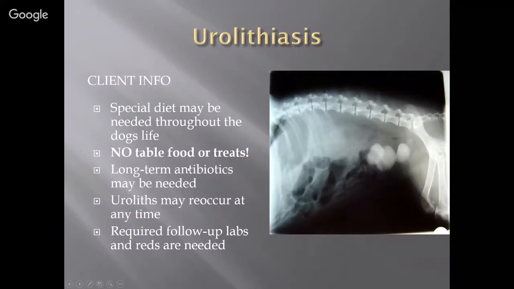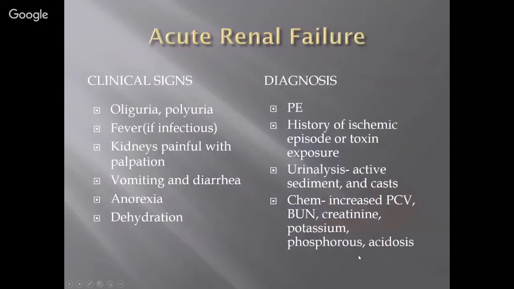Special diet may be needed throughout the dog's life with no table foods or treats. We know that we have too much salt in our diet. That salt can really affect their kidneys and their urine. Long-term antibiotics may be needed. Uroliths can recur at any time, and required follow-up labs and RADs, not REDs, RADs are needed.